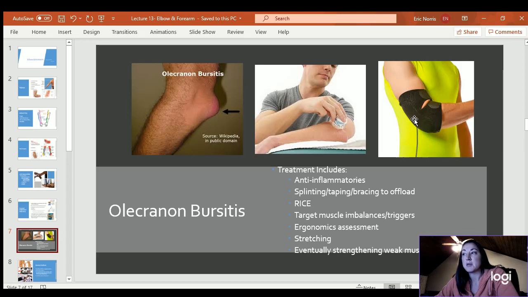And then targeting the muscle imbalances, or the triggers. What caused this? Were you playing this sport the wrong way or too often? Were you doing this with poor mechanics? So figuring out the causes, figuring out what is leading to extra pressure and inflammation in that area, and targeting the muscle imbalance or the causes, poor mechanics or whatever they're doing there. You might need to do an ergonomics assessment. How are you sitting? What is your desk like? Are you sitting with your hand like this all the time, about half falling asleep in the middle of a lecture? And trying to avoid whichever positions are causing that.